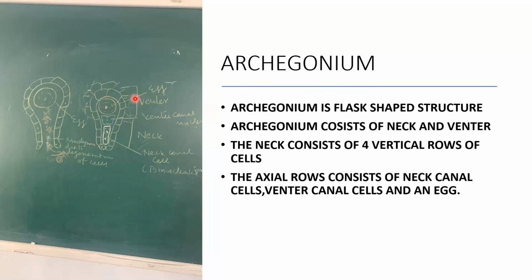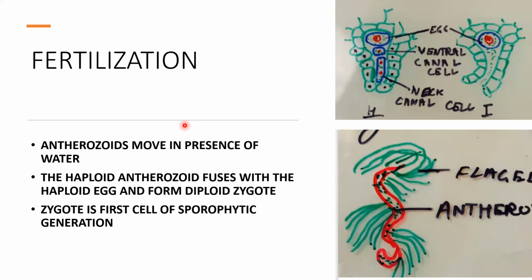At maturity, all the cells, that is venter canal cell and neck canal cell, will degenerate, and mucilage will be produced, and this mucilage will attract antherozoids, which are multiflagellated, toward itself, and they will travel through the neck of the Archegonium and reach toward the egg cell. So ultimately, when all the cells degenerate, antherozoid will travel toward the egg, and fusion of egg and antherozoid nucleus will take place, and diploid structure zygote is produced after fertilization.